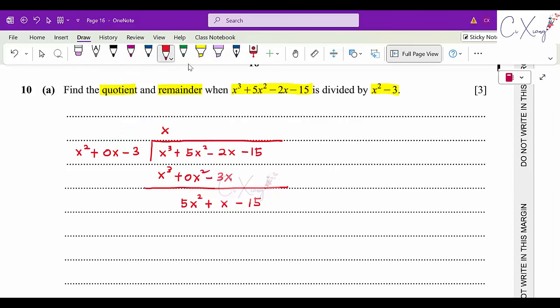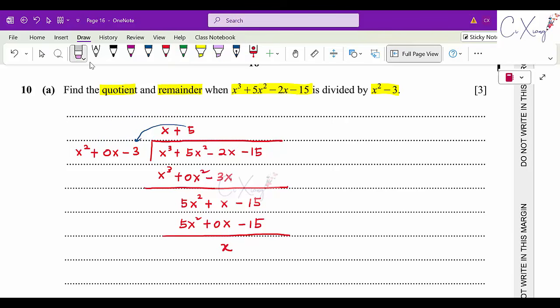Then we have to decide the second term now. Something multiplied with x squared to get 5x squared. So the something should be 5. 5 multiplied with x squared gives 5x squared. 5 multiplied with 0x gives 0x. Then 5 multiplied with negative 3 gives negative 15. Simplifying, you take the term on top minus the term at the bottom. So 5x squared minus 5x squared becomes 0. x minus 0x gives x. 15 minus negative 15 becomes 0 as well.